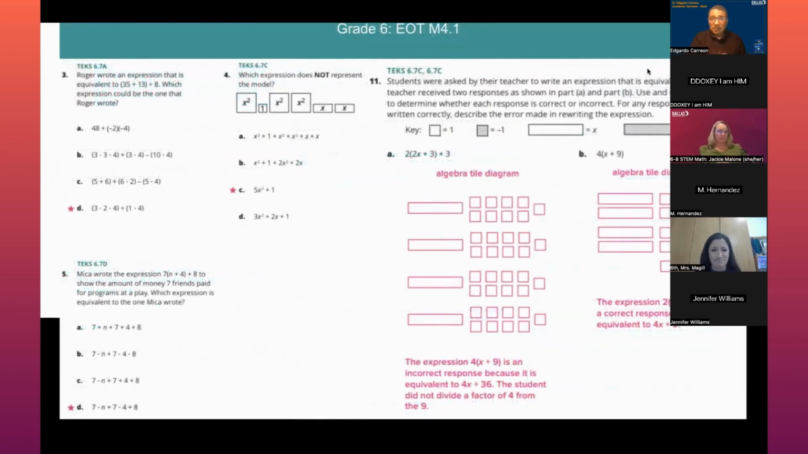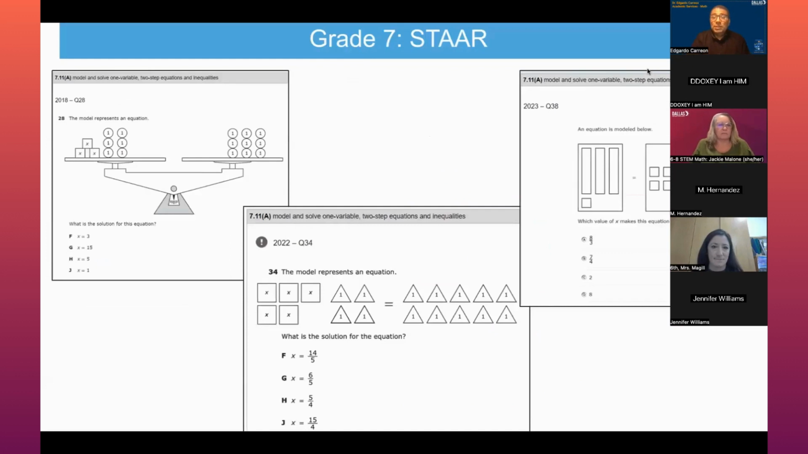And this is part of the EOT. You will see some of those items using models. So they need to be familiar with what this representation in front of them is, right? They need to be familiar with the key, how to read the key. If they see a gray box or a white box, you know, a rectangle, gray or white, what it represents. So that's what you will see on the EOT.